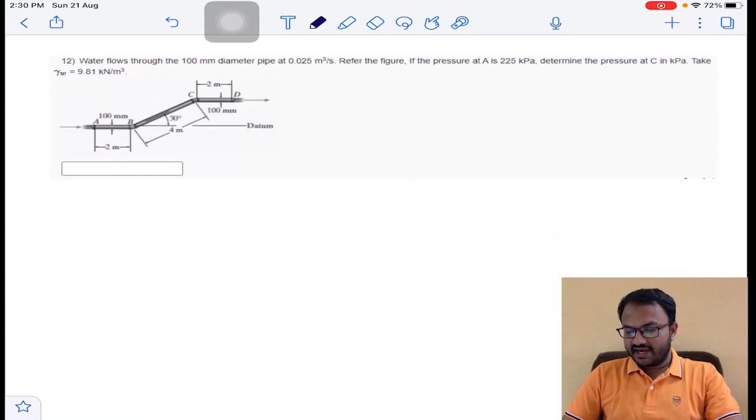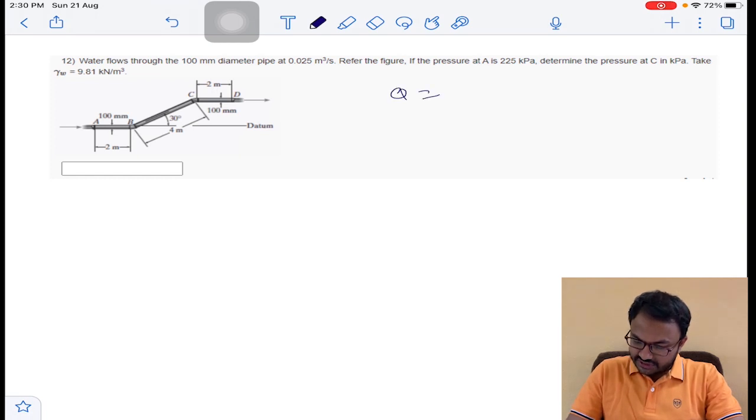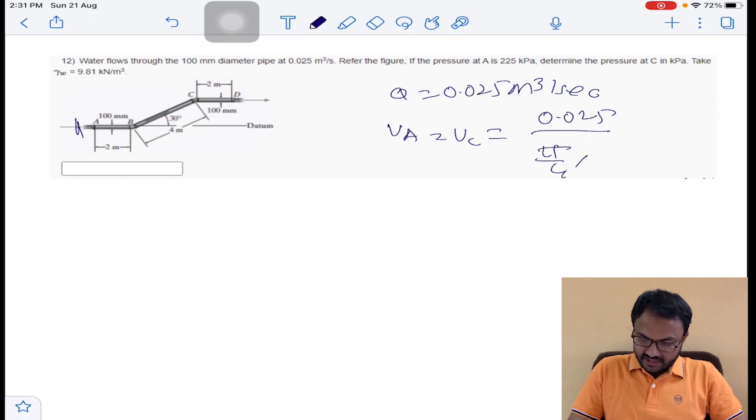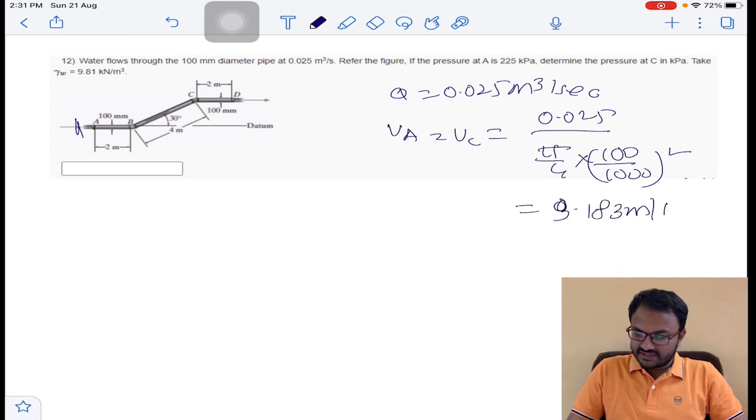Now coming to the next one. Water flows through a 100 mm diameter pipe at discharge Q equal to 0.025 meter cube per second. By using this, we can calculate the velocity at the section. As the diameter of the pipe is the same at A as well as at C, we get VA is equal to VC, which is equal to Q by A. Q is 0.025. A is equal to pi by 4, 100 by 1000 whole square. So it will be 3.183 meter per second. So this is the velocity.